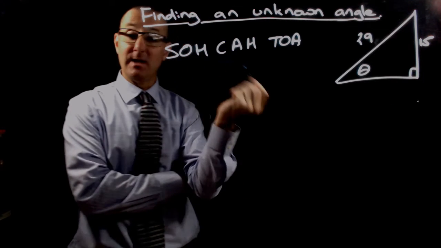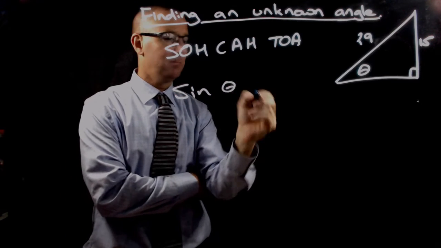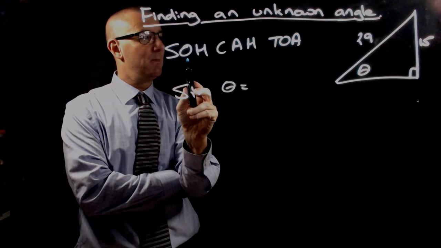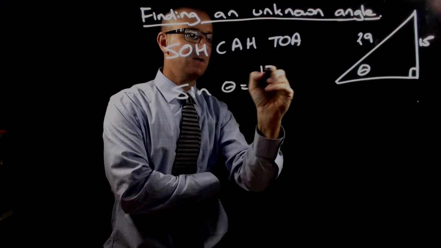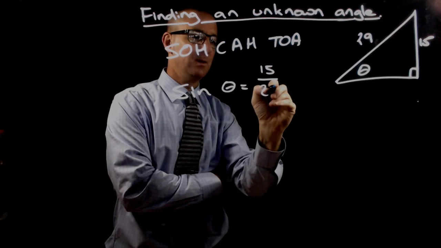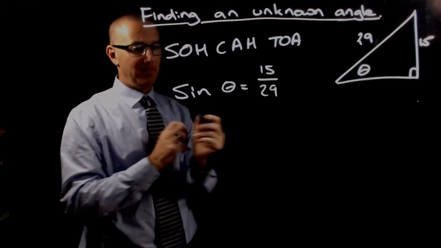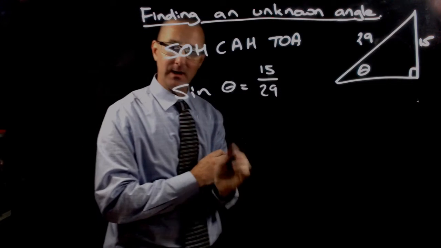So I can now write up an equation. The sine of theta is going to be equal to, and our memory trick helps us remember that it's the opposite over the hypotenuse. So that's going to be 15 over 29. Now, this is the new learning. You'll see at the moment we've said that the sine of theta is equal to 15 over 29.